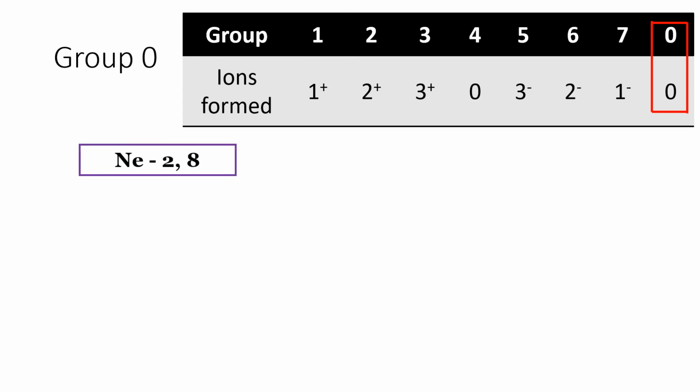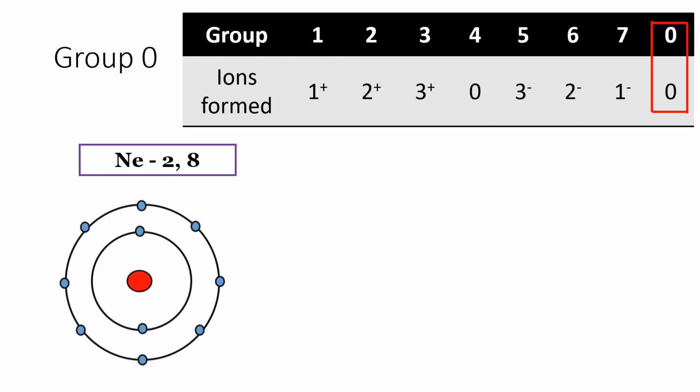As I have mentioned before, group 0 or 8 already have a full shell of electrons and they are inert, which means they do not react to form bonds. For example, neon has 10 electrons. It has 2 shells and its outer shell contains 8 electrons. As its outer shell is full of electrons, it does not lose or gain electrons.